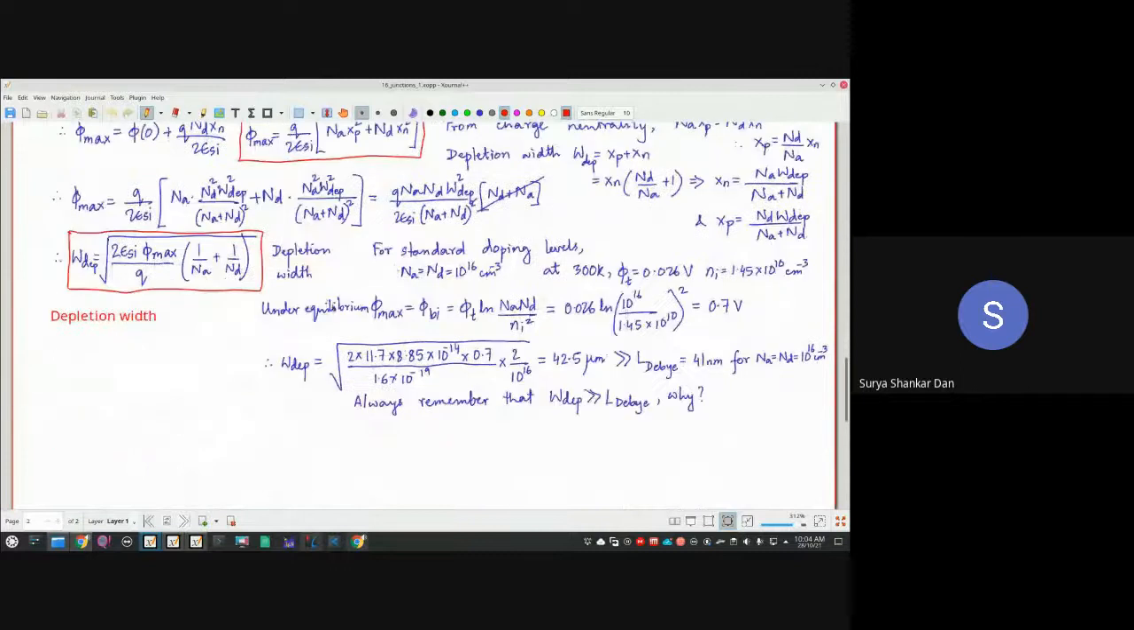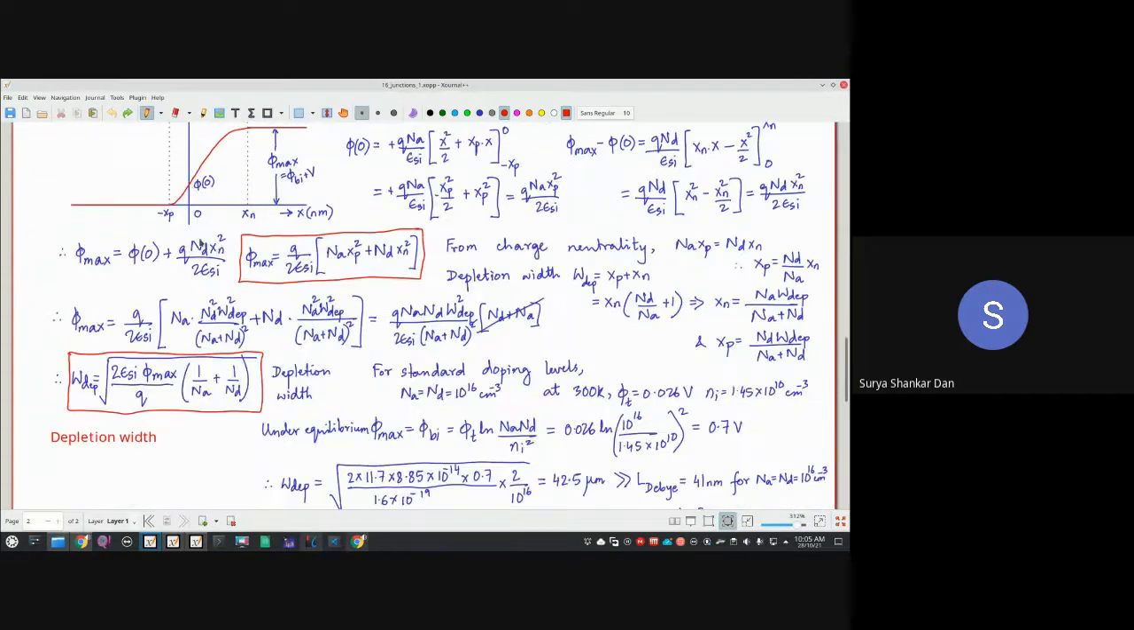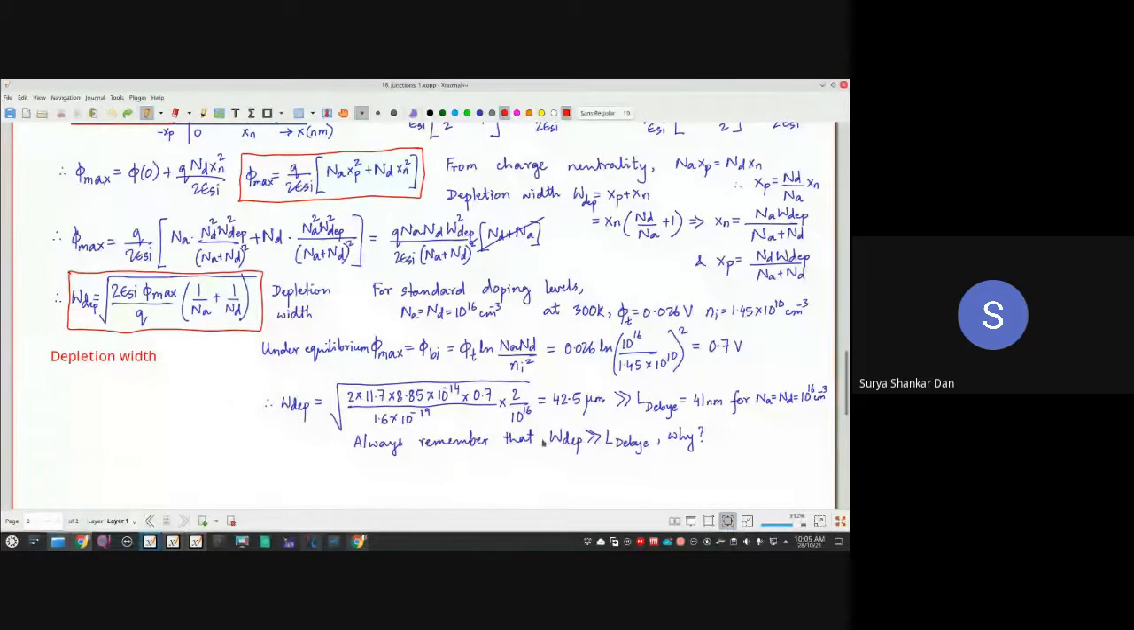And remember the class before this, we discussed the Debye length. The Debye length is the order at which this Na and Nd can be a step function. There is a small error over here; it's never a straight line like this, the way I have drawn. That error order is the Debye length. We had seen it was in the order of 41 nanometers for the standard doping levels, that is 1 ppm, which is 10 power 16 per centimeter cube.